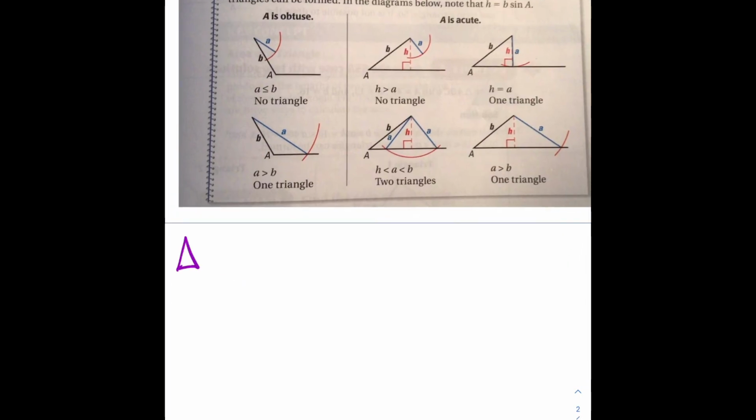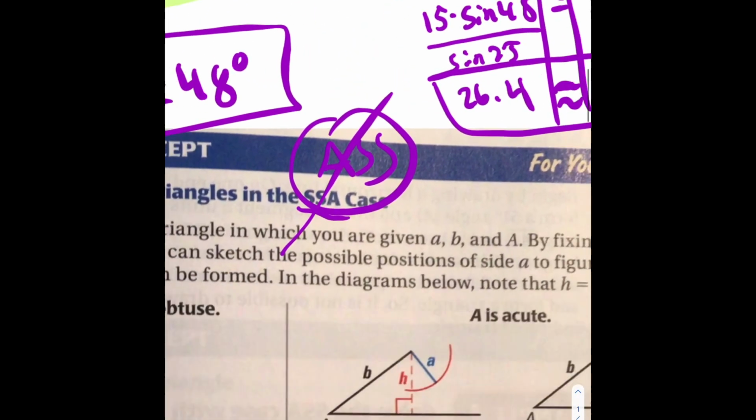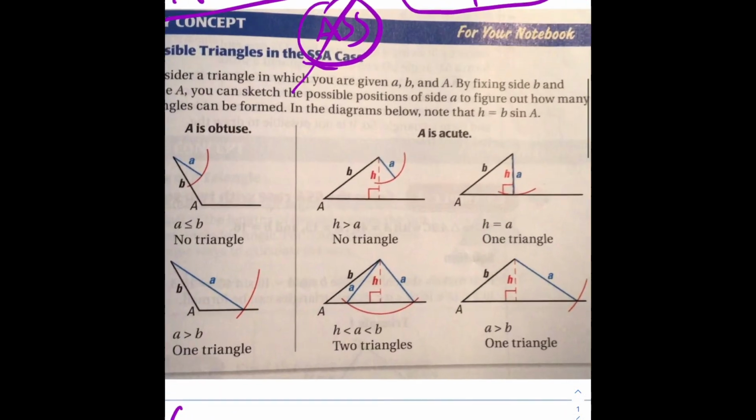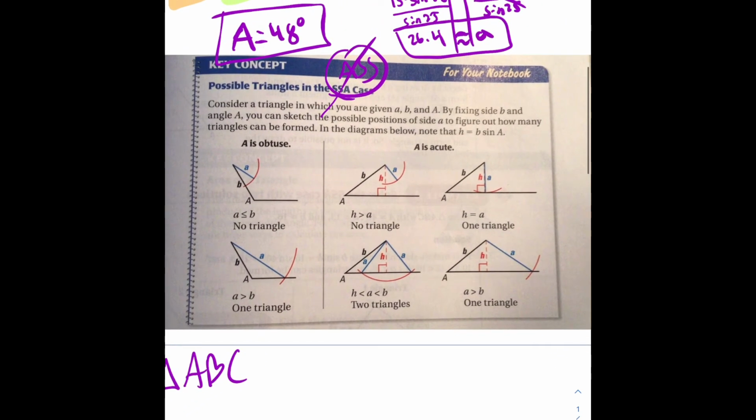Okay, so let's take a look. So we have triangle ABC. And the reason I say that is because this has two answers.